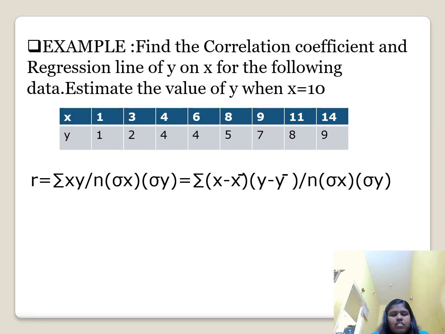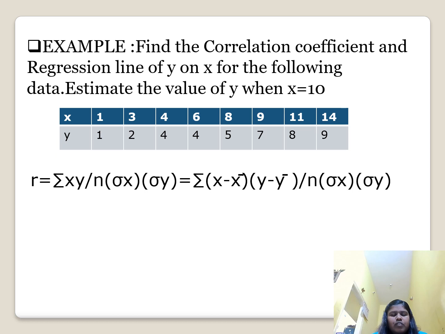Based on the formulas, we'll see one example. Find the correlation coefficient and regression line of y on x for the following data. Estimate the value of y when x is equal to 0. Here the values of x and y are given. X is equal to 1, 3, 4, 6, 8, 9, 11, 14. Y values are 1, 2, 4, 4, 5, 7, 8, 9.